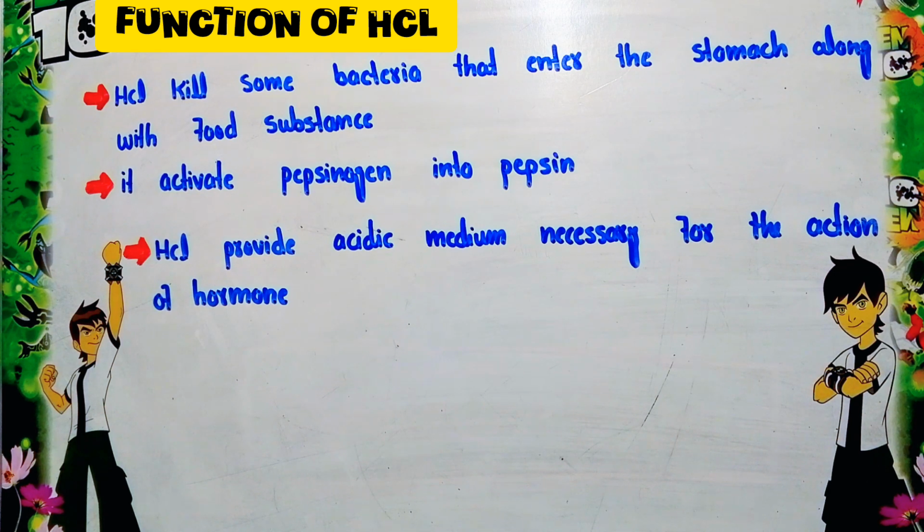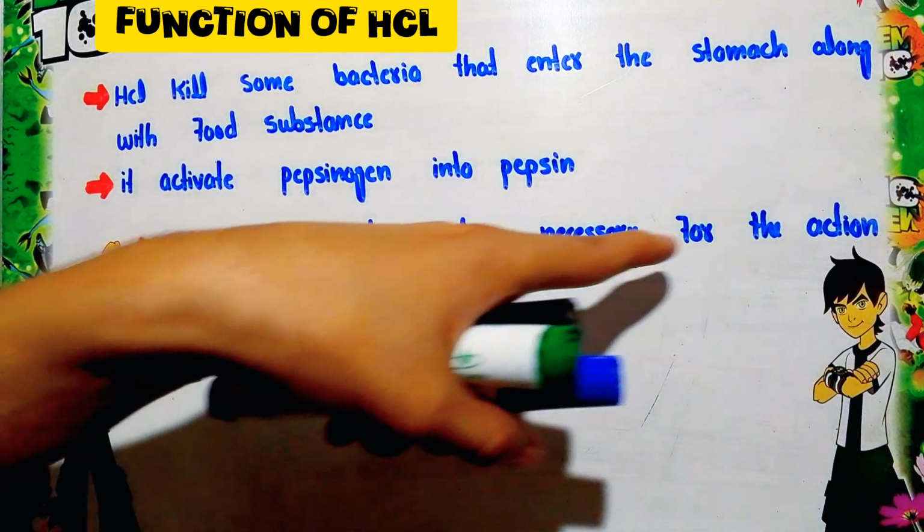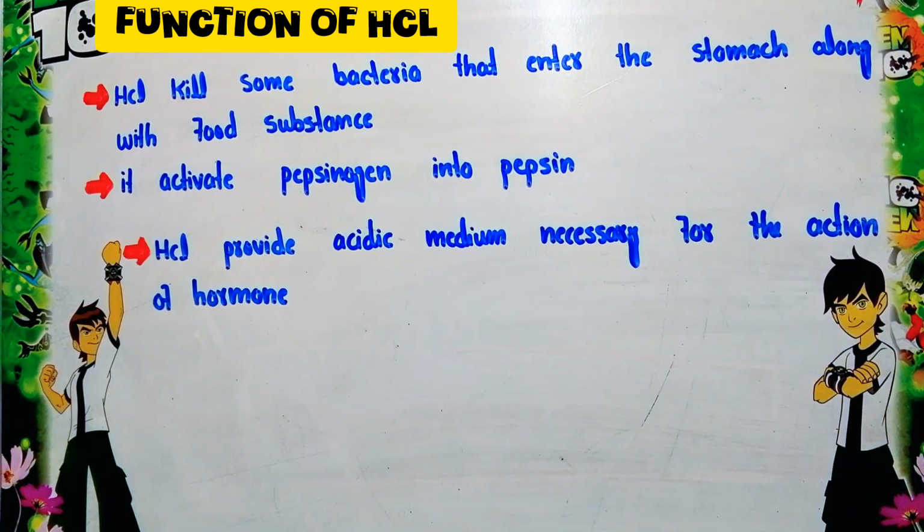Now the third function of hydrochloric acid is providing the acidic medium necessary for the action of enzymes. As we know, hydrochloric acid is highly acidic in nature, so it provides the acidic medium for the action of the various types of enzymes that are produced in the stomach. So this is the overall explanation of how the stomach is able to secrete HCl and what the functions of HCl are.